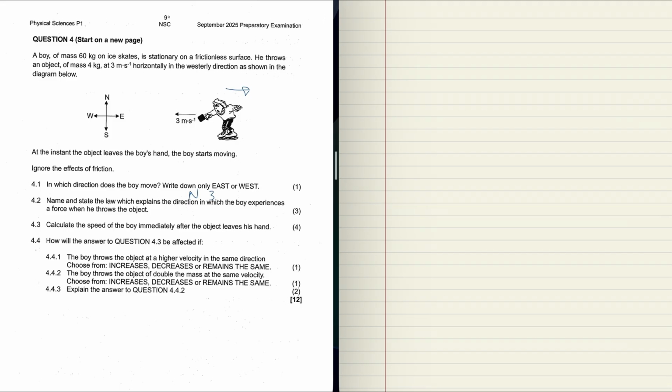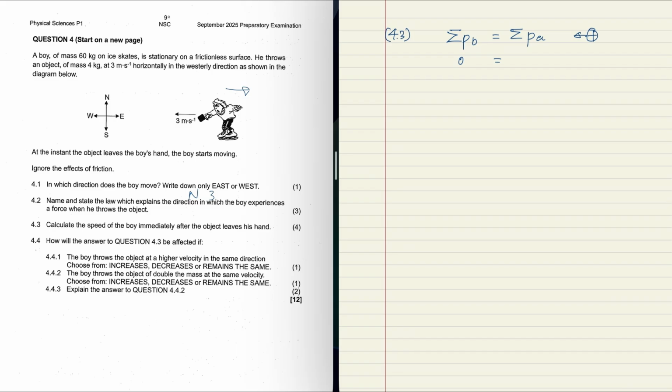Question 4.3. Calculate the speed of the boy immediately after the object leaves his hand. Now this is a momentum question, and so we can use momentum to solve this. We can say that the sum of the momentum before the "collision" is going to equal the sum of the momentum after the "collision". Now, because the object and the boy and this whole system isn't moving before the collision takes place, the momentum is 0. And that's equal to, now I'm going to choose left or west as positive here.